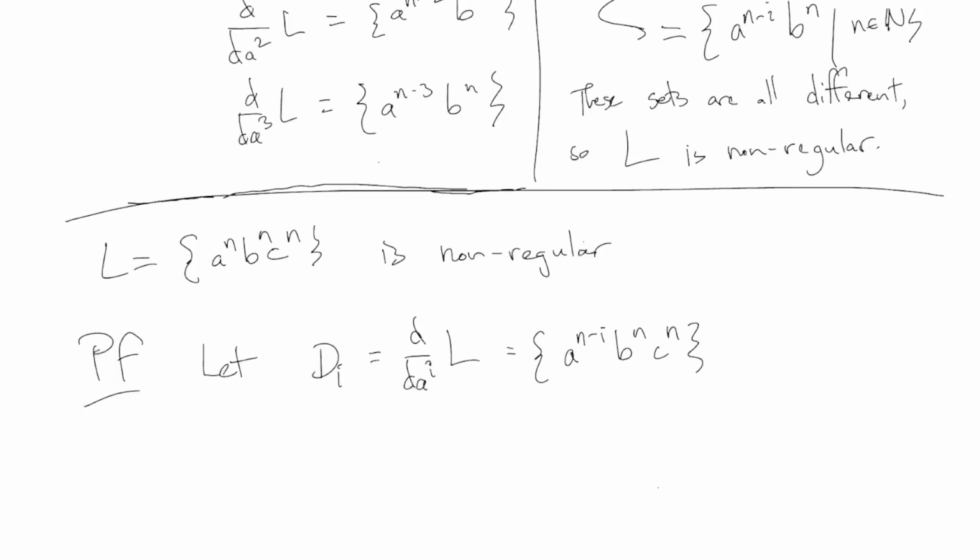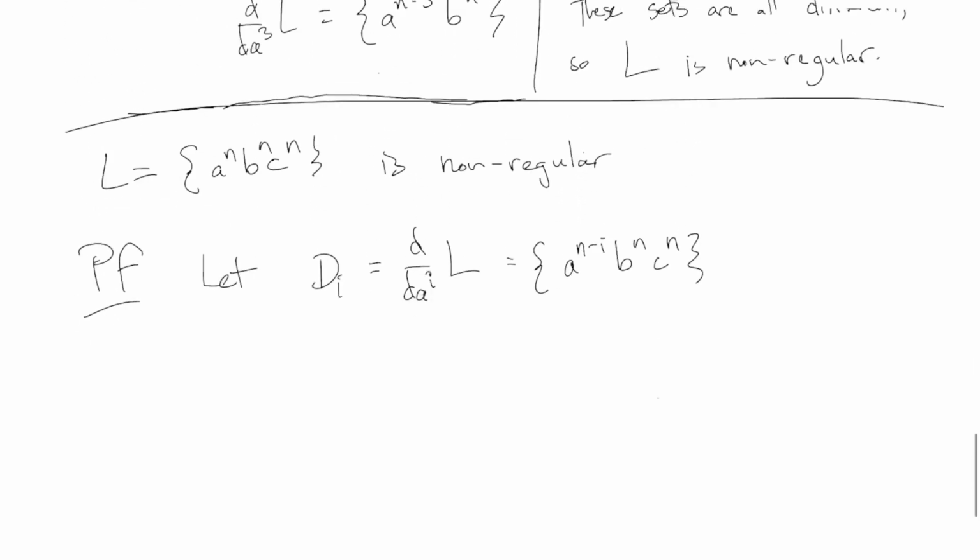Anyway, are those sets all different? I think they are. The number of a's is fewer than the numbers of b's and c's, and how much fewer is different for each of those different sets. So I can just say these are all different. So L is non-regular. That's all there is to it, really.